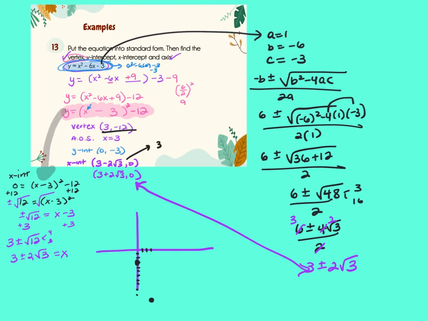X-intercept, so this is what we're going to approximate. I would do 3 plus and minus the square root of 12, and I would say the square root of 12 is in between square root 9 and square root 16. You can use a calculator to approximate that. So let's say it's plus and minus 3.5. I would get 3 minus 3.5, which is negative 0.5, and 3 plus 3.5, which is 6.5. And then I would connect all those points to get yourself your parabola.